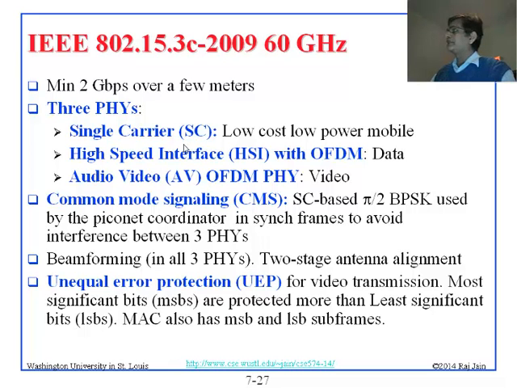Beamforming in all three. Just like we heard before, you have 2-stage antenna alignment: first sector level alignment and then beam level alignment. Then there is a new thing that we haven't done before, which is unequal error protection, UEP. You will hear a lot about UEP in the rest of this lecture.